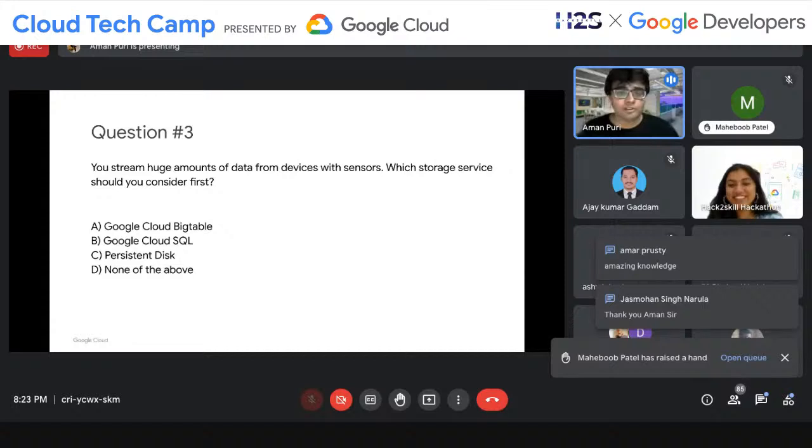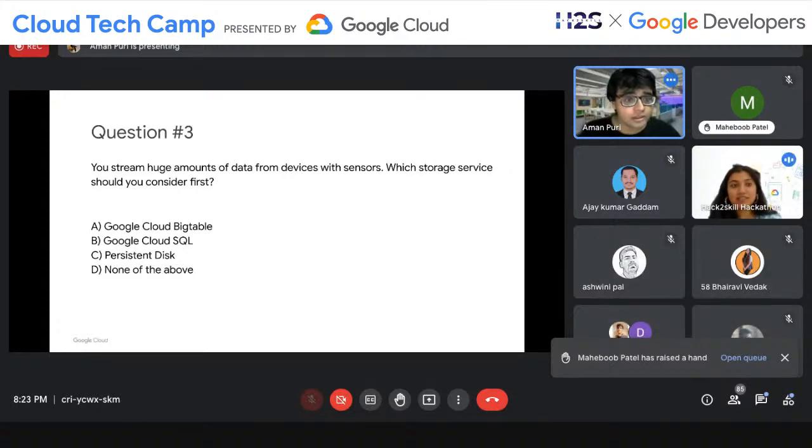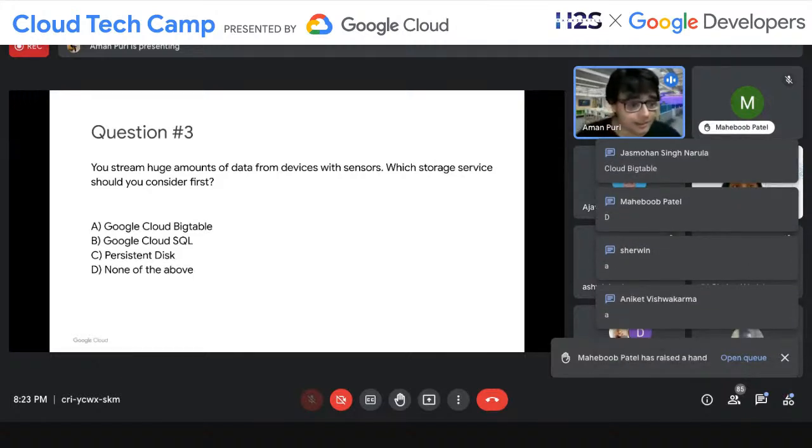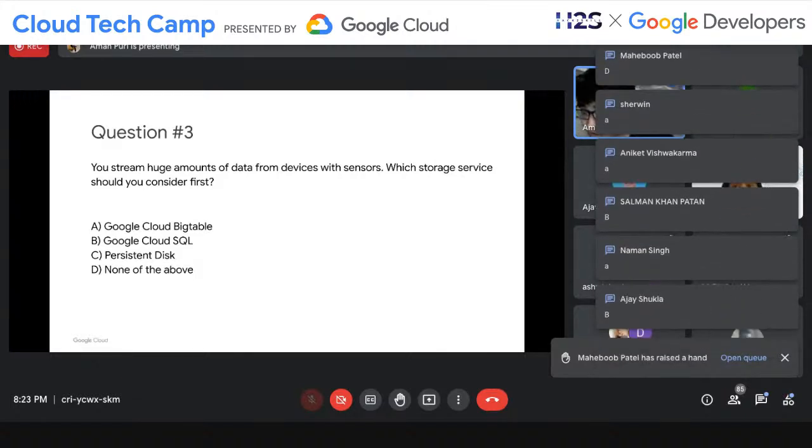You stream huge amounts of data from devices with sensors. Which storage service should you consider first? Okay, this is a very good one. I have not discussed this much, so I'm just giving you a little heads up on this. But I guess for some who have done the fundamentals would get a good idea on this. This is a very favorite question which comes in exams. In most of the exams, even in professional exams, these kinds of questions come.